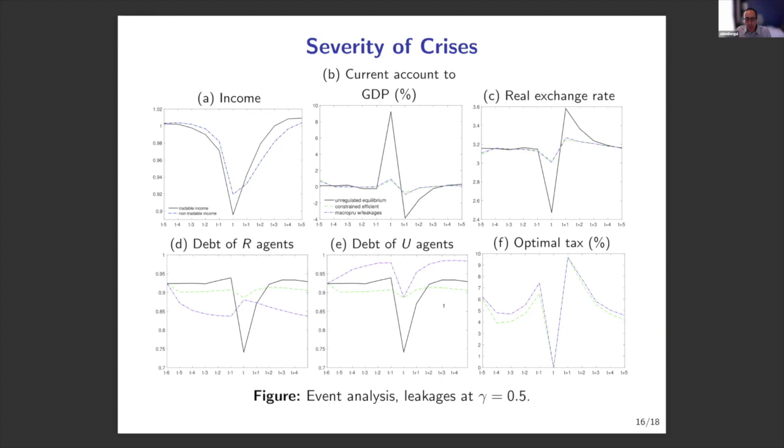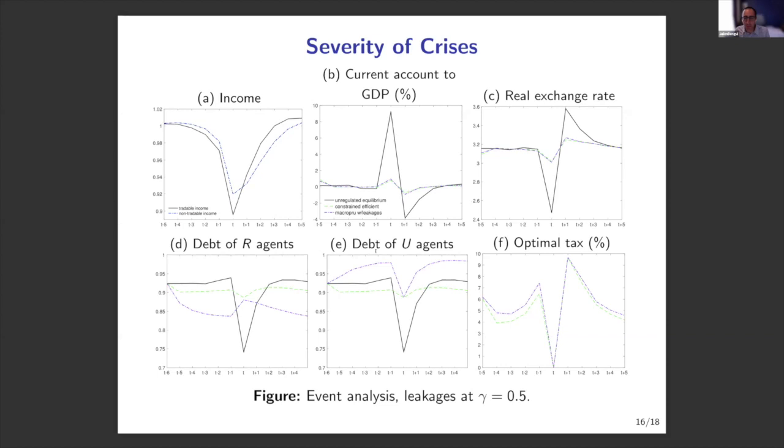The thing I would mention here is that when we look at aggregate variables, it's true for GDP here and for the real exchange rate here, and that would also be true if we looked at aggregate consumption or aggregate debt. The reduction in the severity of crisis that we have in the model economy with 50% of the population that's unregulated is actually very similar to what we get when the whole economy is regulated. So in the aggregate, there is very, very little difference between an economy where everybody is optimally regulated or just half of the economy is optimally regulated.